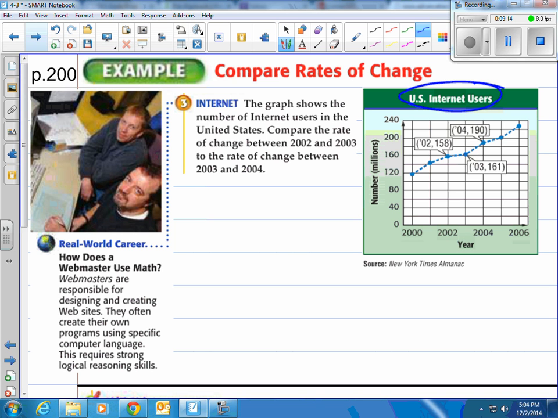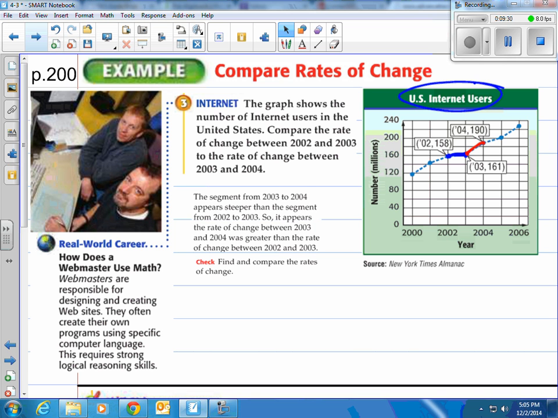So we're going to check out 2002 to 2003. And then we're also going to see 2003 to 2004. It says the segment from 2003 to 2004 appears steeper. You can see the red appears steeper than the segment from 2002 to 2003. So it appears the rate of change between 2003 and 2004, the red one, was greater than the rate of change between 2002 and 2003, which would be the blue one.